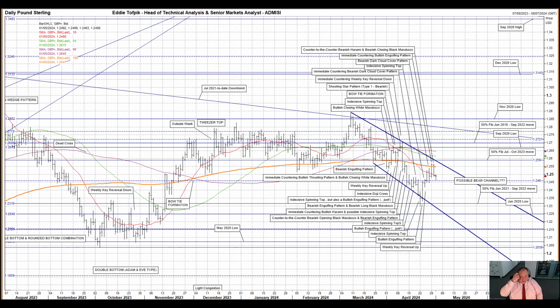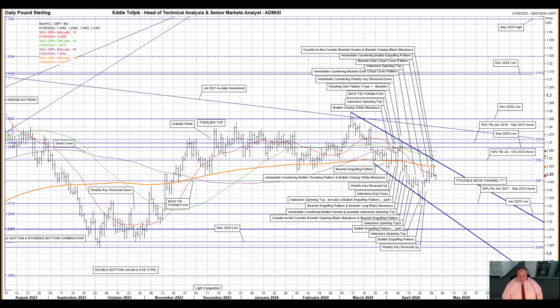Cable, aka sterling against the US dollar. A counter-to-the-counter combined bearish harami and bearish closing black Marubozu yesterday, after the previous session's immediate countering bullish engulfing pattern. This is the first tempering we have seen to last week's weekly key reversal up. Prices reverted back below the gold highlighted flatlining long moving average, currently at 125.47.